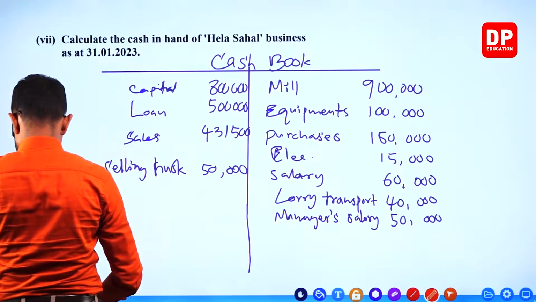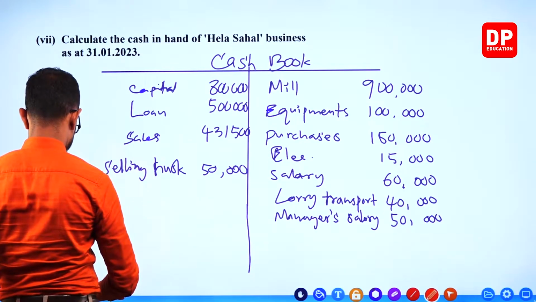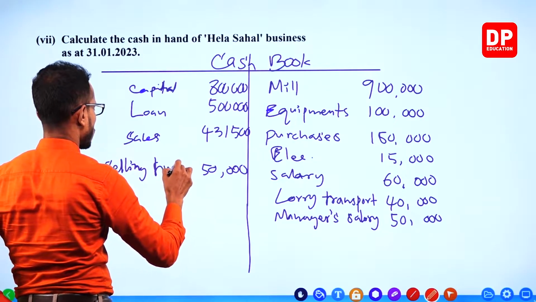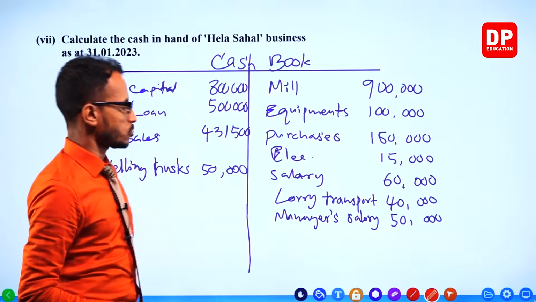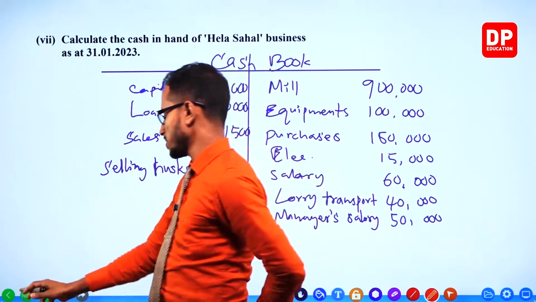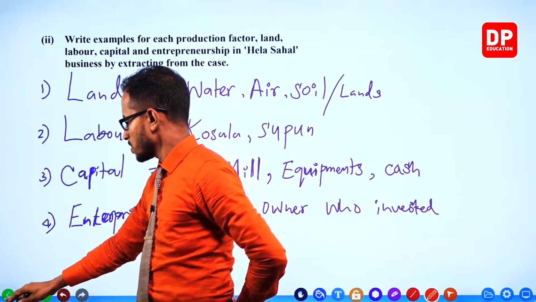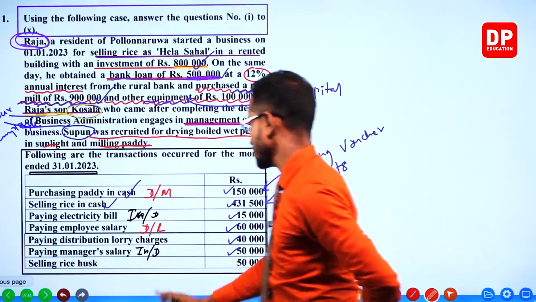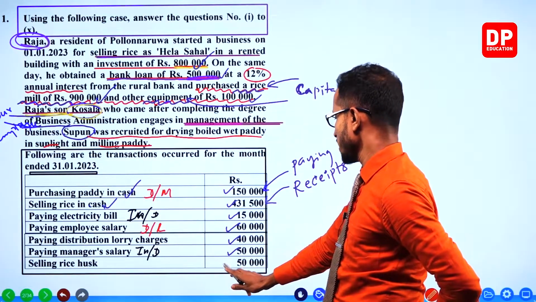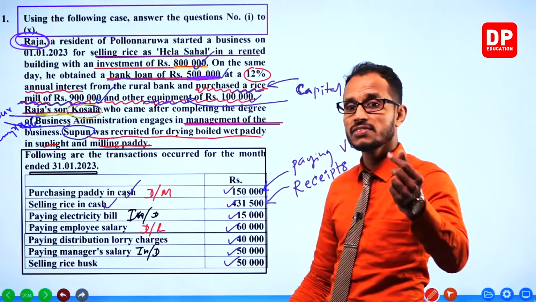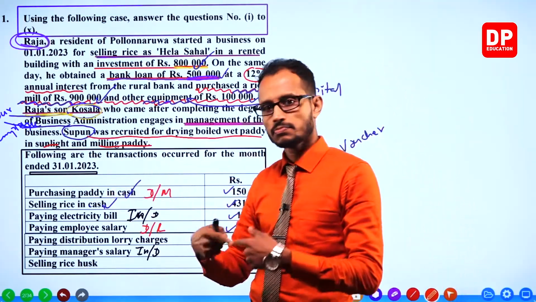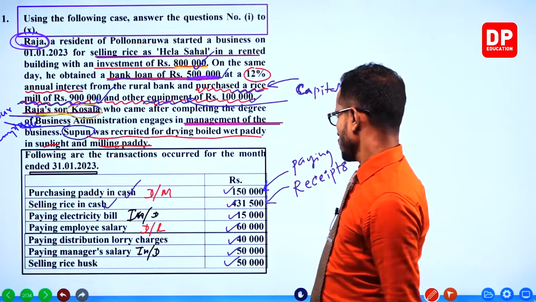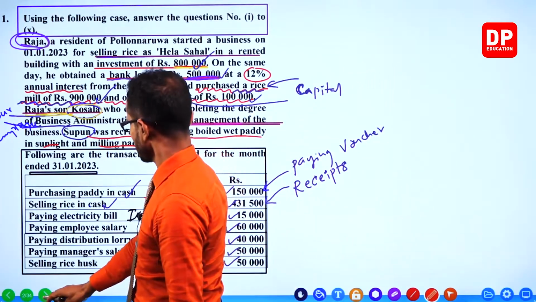Rice husks. $50,000. I just remembered it. It was here. See, manager salary we took. Selling husks and receiving cash, go to the debit side. Okay. Right. That's it. I think that's it.